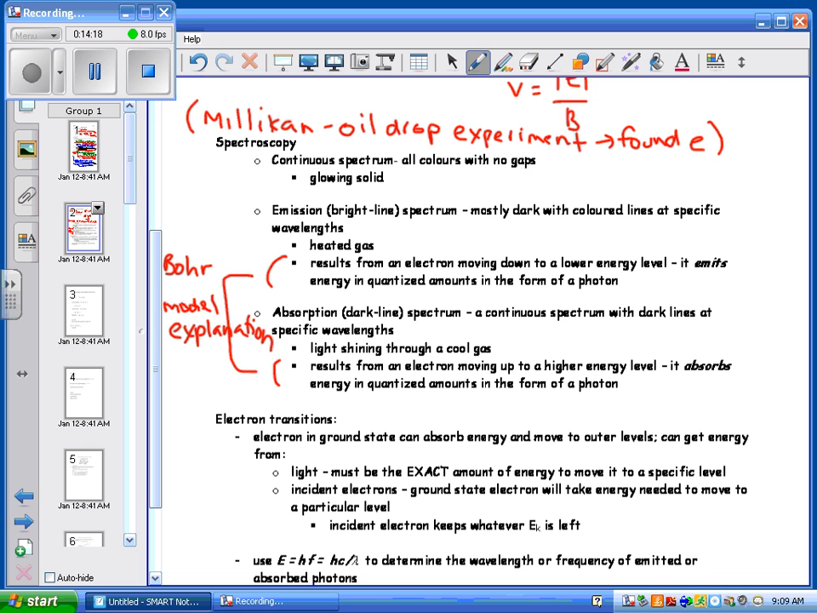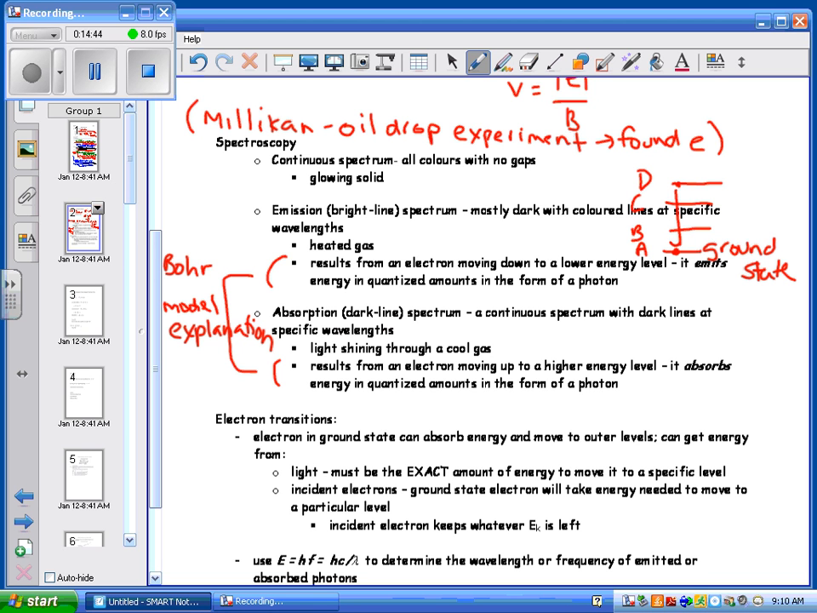So an emission spectrum is when an electron goes from a higher energy level down to a lower energy level. Okay, so it emits energy because it's losing energy, right? It needs more energy to be in a higher level. If these are sort of our energy levels here, and this is A, B, C, D, this is the ground state. It needs less energy to be here than it needs to be here.